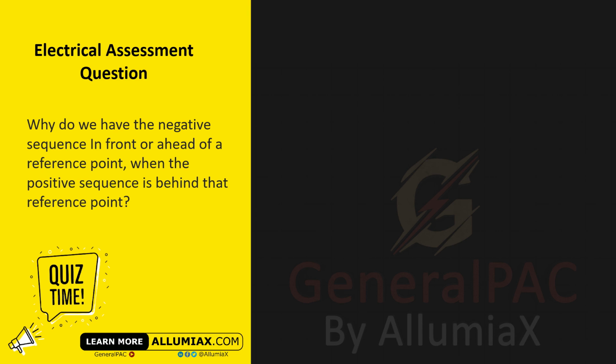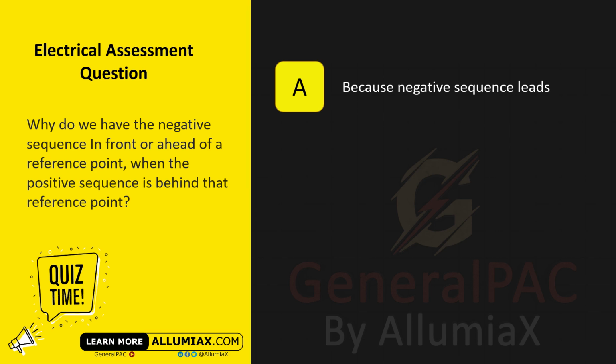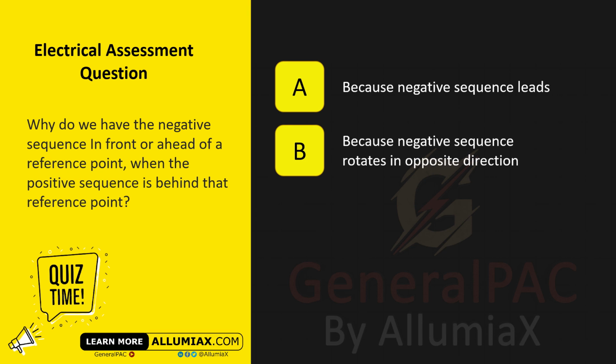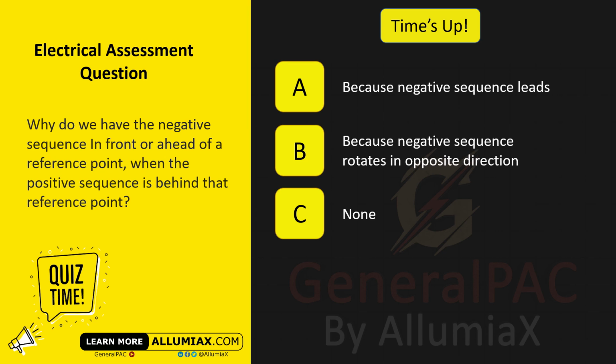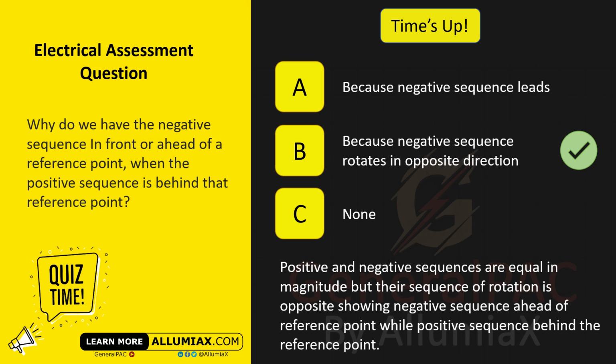Why do we have the negative sequence in front or ahead of a reference point, when the positive sequence is behind that reference point? A. Because negative sequence leads. B. Because negative sequence rotates in opposite direction. C. None. Time's up. The answer is B. Because negative sequence rotates in opposite direction. Positive and negative sequences are equal in magnitude, but their sequence of rotation is opposite, showing negative sequence ahead of reference point, while positive sequence behind the reference point.